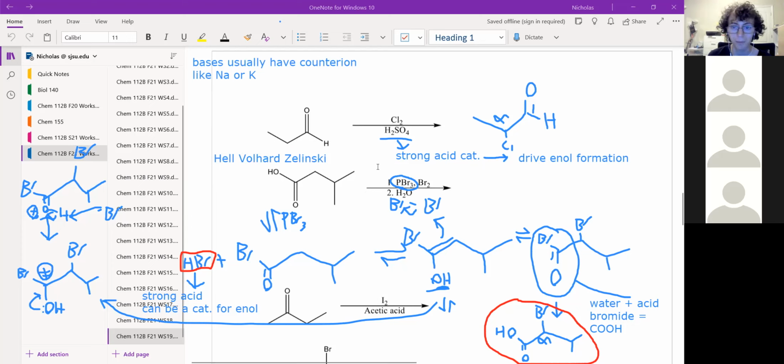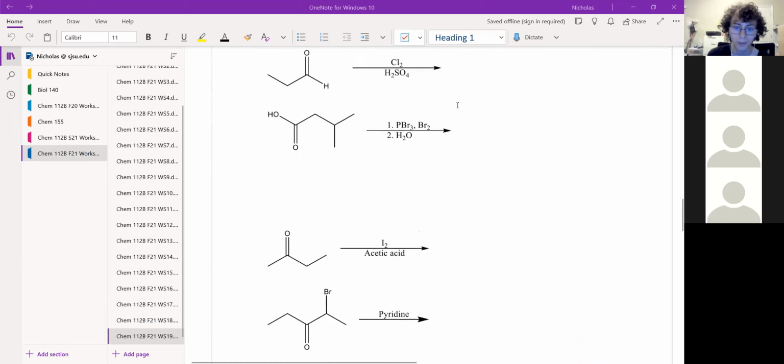So know the name, the conditions, and I honestly don't know if you have to know all of these intermediates, but it definitely helps remember what's happening. Otherwise, it's straight memorization of the conditions and product.